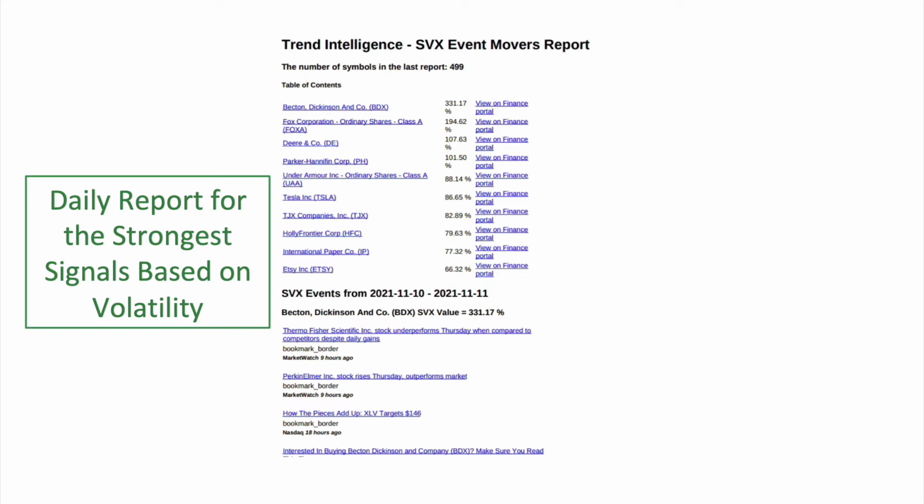This represents a daily report for the strongest signals based on volatility. So based on that, you can see that BDX has a very high percent of volatility at 331.17, which in this list goes all the way down to Etsy at 66.32% volatility. So this level of volatility provides valuable information for any investor that's looking at this and trying to decide where they might benefit from some investment based on volatility in the markets. And so when you see these reports given to you through a simple point and click, you're going to know quite a bit about volatility across the market.